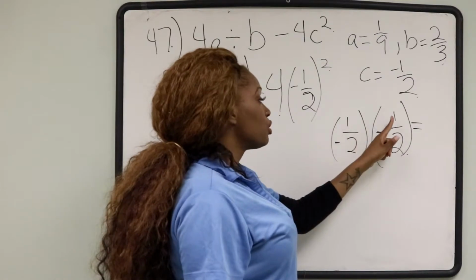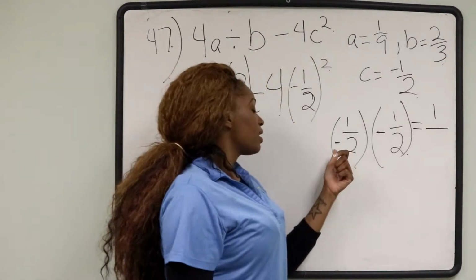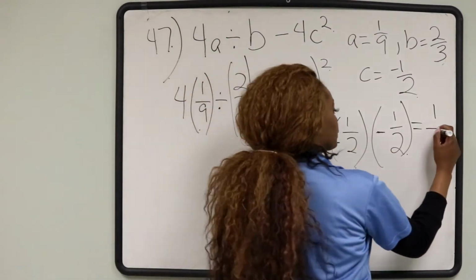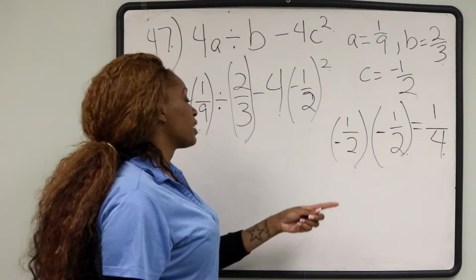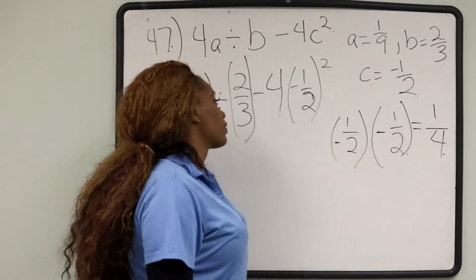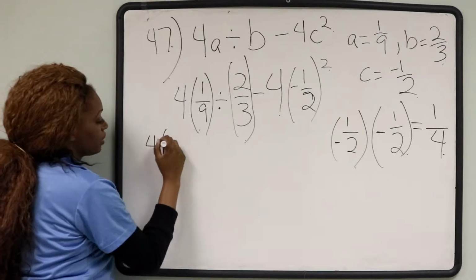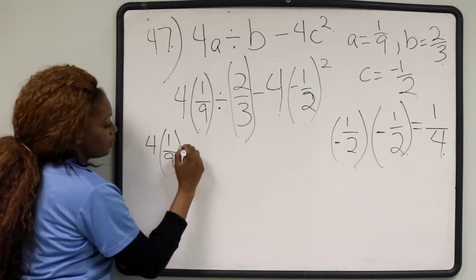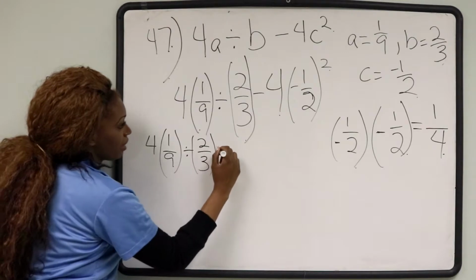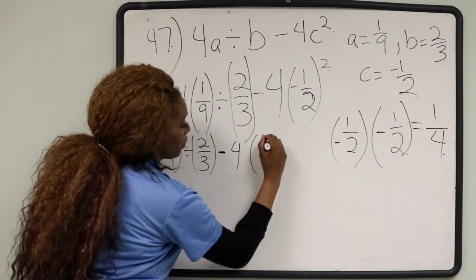And then we just do 1 times 1, which will give us 1 in the numerator. And in our denominator, -2 times -2 is going to give us a positive 4. So the first part we have 1/4 instead of having -1/2 squared. That equals 1/4. So we're going to rewrite this equation just again. I'm going to write 4 times 1/9 divided by 2/3 minus 4 times a positive 1/4.